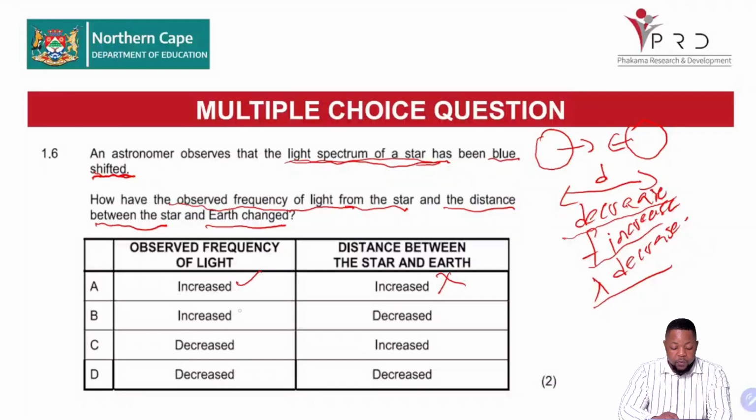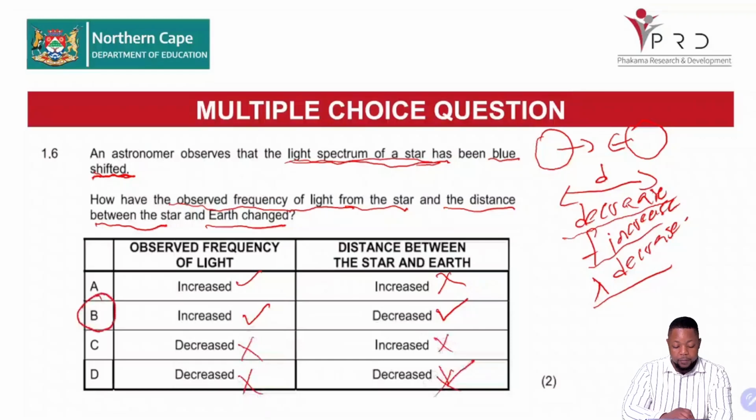Second option says the frequency increased. Yes, we agree with that. And then the distance decreased. We agree with that. The other option, C, frequency decreased. Disagree with that. Distance between increased. We disagree with that. And then the D option says decrease, frequency, and decreased. Now this one we agree with. So the best answer here will be C.